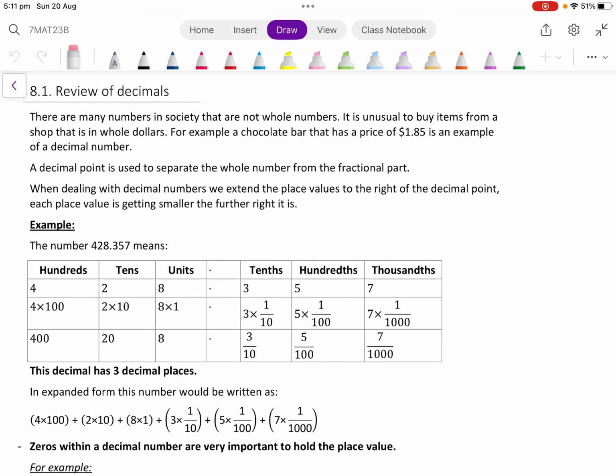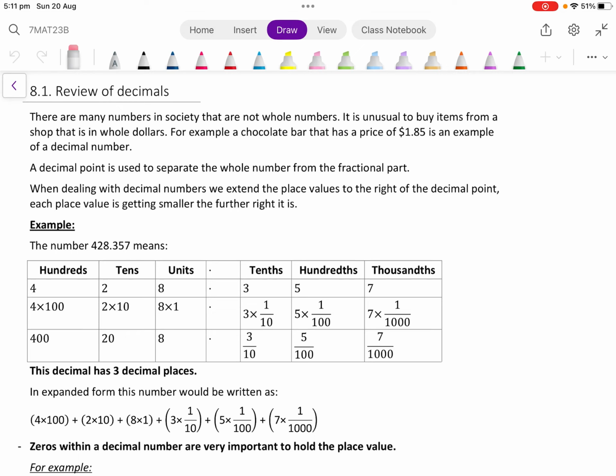Hi Year 7, today what we're looking at is our first exercise on decimals, and so we are going to review decimals and what you know from primary school. There are many decimals in society that are not whole numbers. It is unusual to buy items from a shop that is in whole dollars. For example, a chocolate bar that has a price of $1.85 is an example of a decimal number.